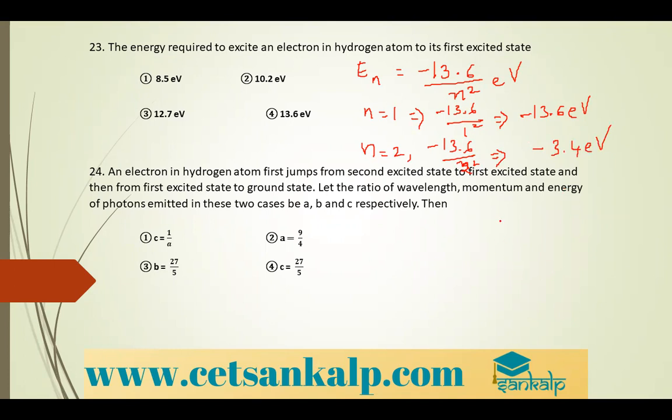So E2 minus E1 is equal to minus 3.4 minus of minus 13.6. So you'll be getting 10.2 electron volt. So option 2. I hope you're clear with that.